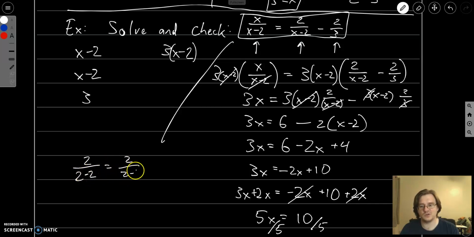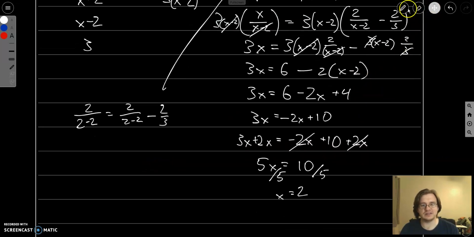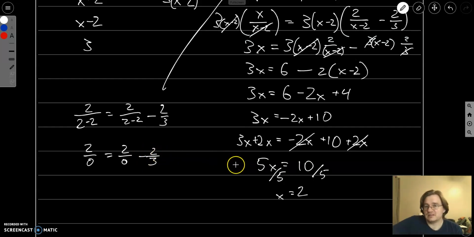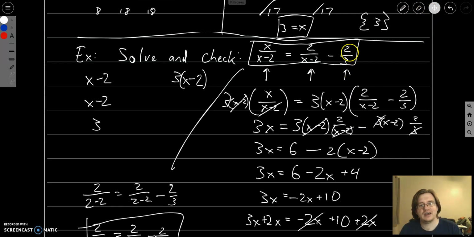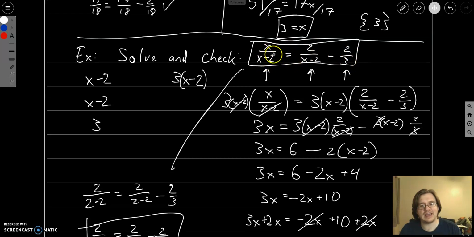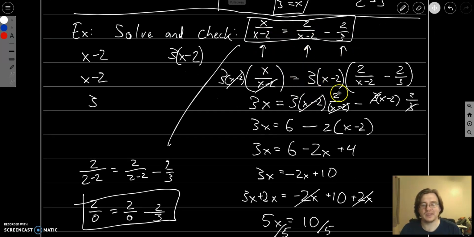We've got 2 over 2 minus 2, minus 2/3. And immediately we see 2 minus 2, that's 0. So something went wrong, but in fact nothing went wrong. We found what could be the only solution to this. However, I can't plug 2 in here, which is why we need to check.